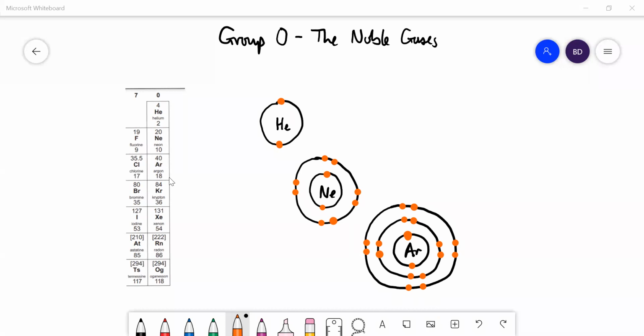Okay, so we are going to talk about group zero, the noble gases. And of course, they are found at the far right of the periodic table here, group zero. All the noble gases have a full outer shell of electrons.